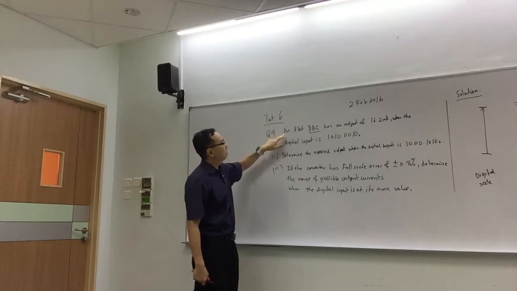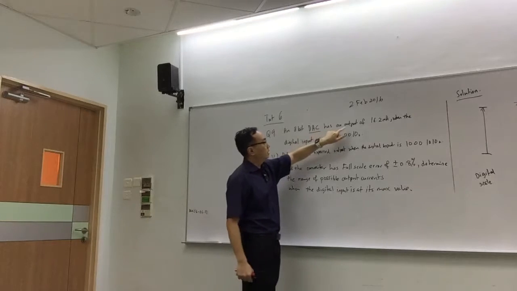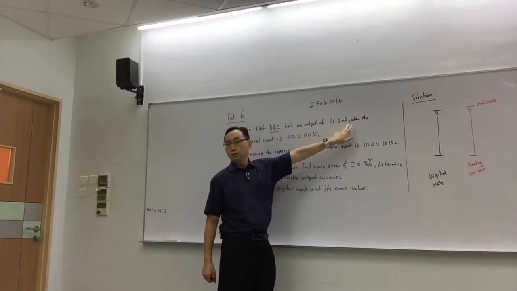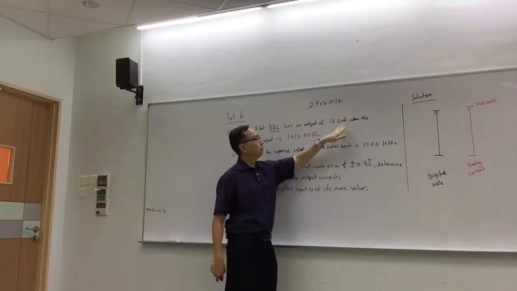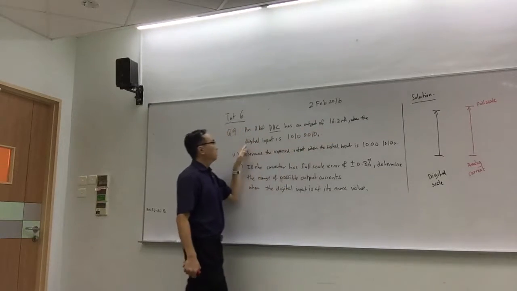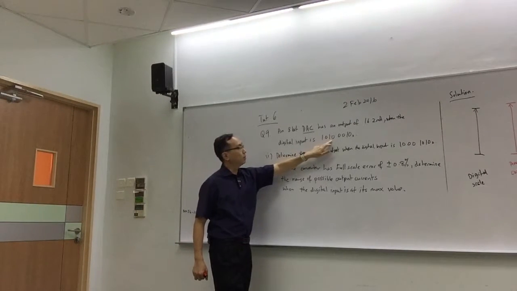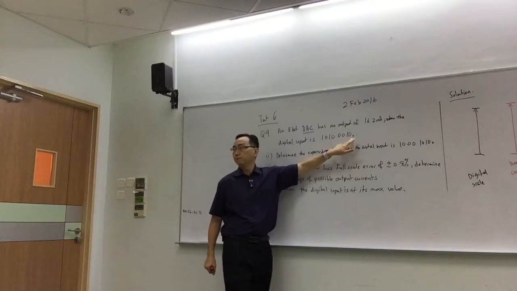This particular question is about an 8-bit DAC. DAC stands for what? Digital to analog converter, right? It says that it has an output current of 16.2 milliampere. In our context, we'll either give you current or voltage, and you calculate it. So when the output is 16.2 milliampere, the digital input is 10100010. This is a binary number.